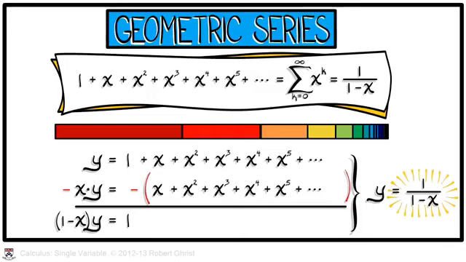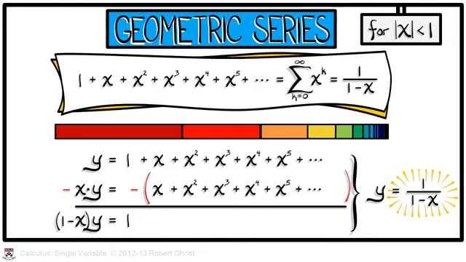But does this actually work? Does it make sense? What happens if we plug in x equals 1? Then we get 1 plus 1 plus 1 plus 1 plus 1. Clearly, that is not a finite number. And 1 over 1 minus 1 doesn't even make any sense. That is undefined. Well, this derivation only holds for values of x less than 1 in absolute value. Otherwise, this infinite series does not converge.